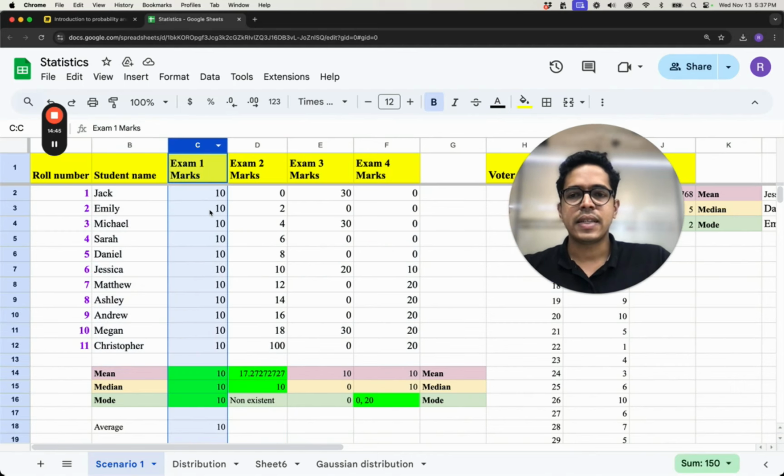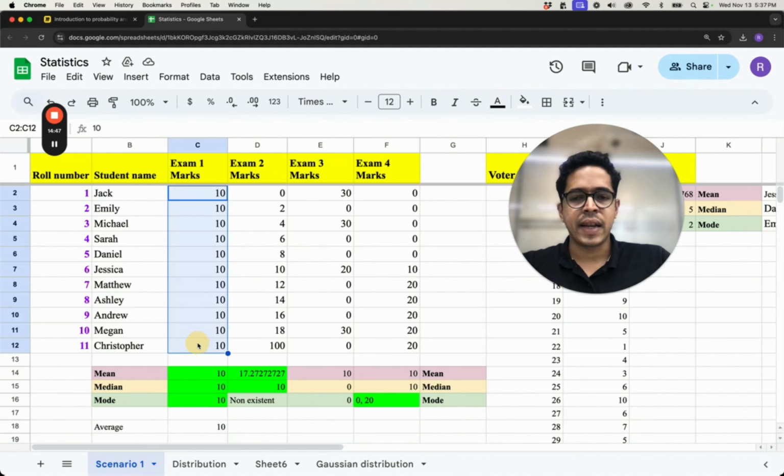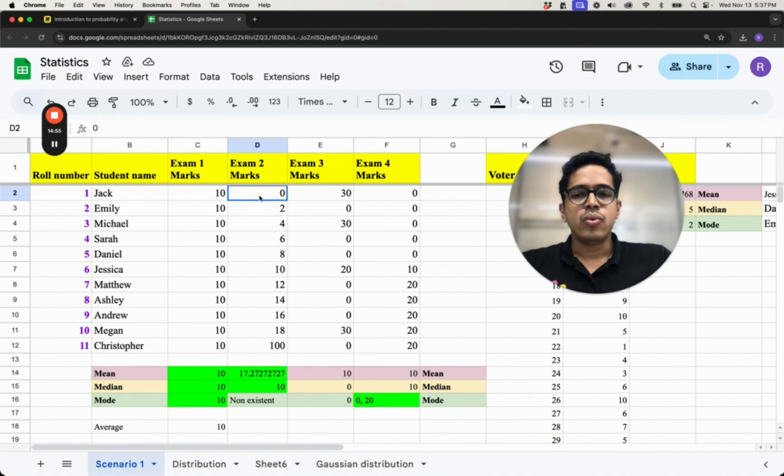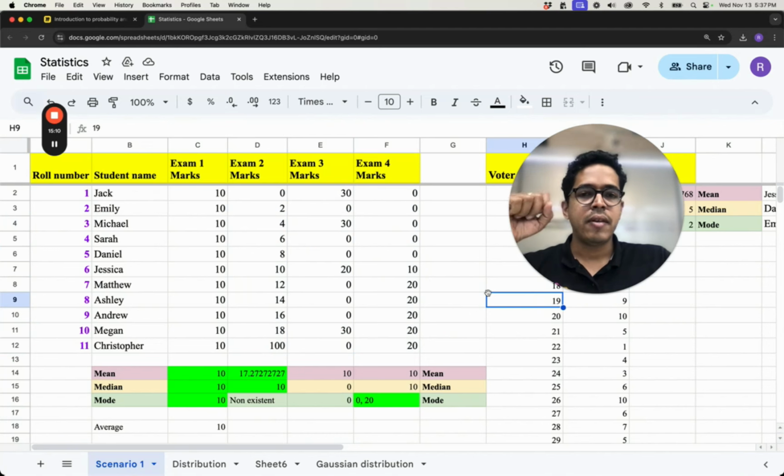So in the first exam, every single student scored 10. And assume that this exam was out of 100. So this 10 is not 10 out of 10. This is 10 out of 100, let's say. Exam 2 had a distribution like this. One student scored 100, one student scored 0, remaining students scored something in between. Exam 3 had this kind of a distribution, and exam 4 had this kind of a distribution, right? Now, using this example, we will understand why mean, median, and mode are important.